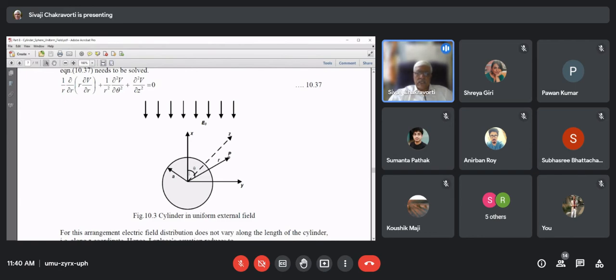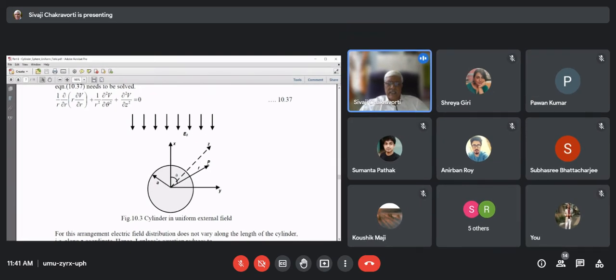of the cylinder in this cross-sectional plane. So in Laplace's equation, which is 10.37, the third term is 0 because the field is independent of z. If we write equation 10.38, which is Laplace's equation, and then multiply it by r squared, we find this becomes 10.39.